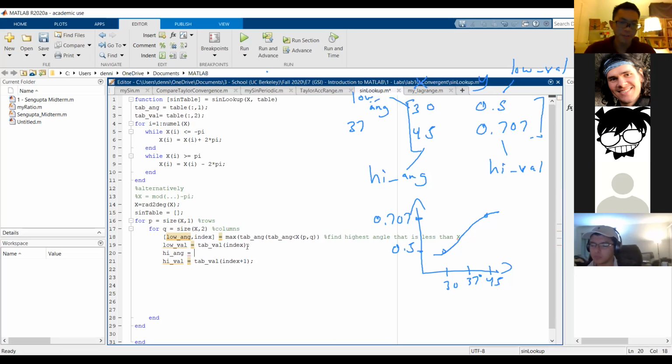This is always a good idea, except when it's not. The semicolon. Highest angle. Now this is going to be, well, kind of gave it away already. Table angle, what's this one?